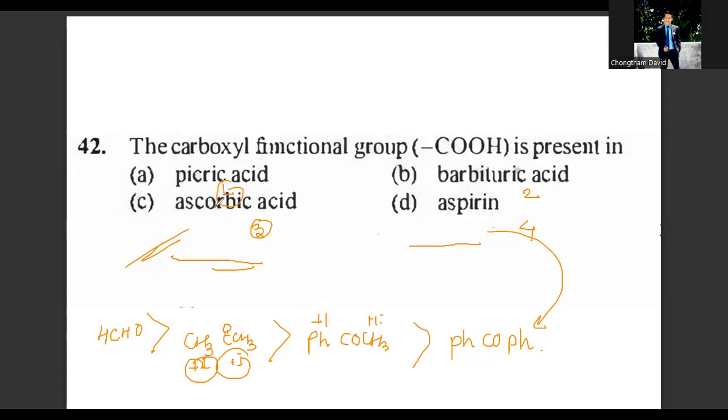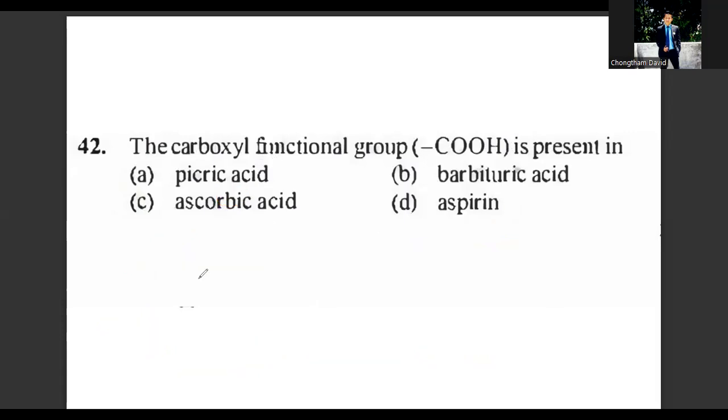Question number 42. The carboxyl functional group acid is present in which of the following? You should know the structure of picric acid. What is the formula of picric acid? It is 2,4,6-trinitrophenol. Okay, remember this is your picric acid, A.